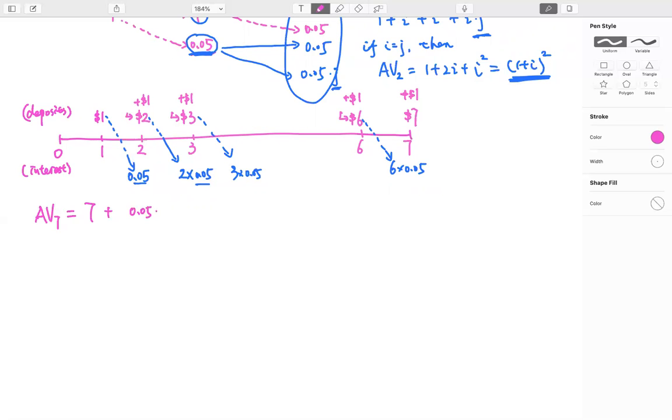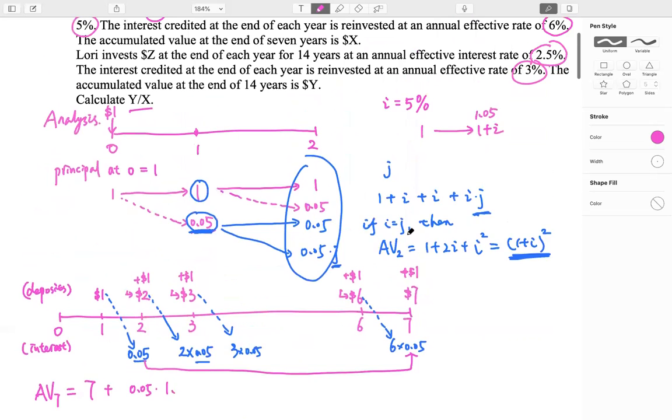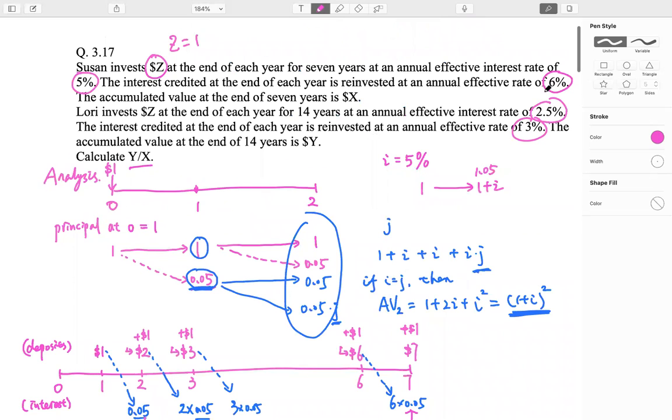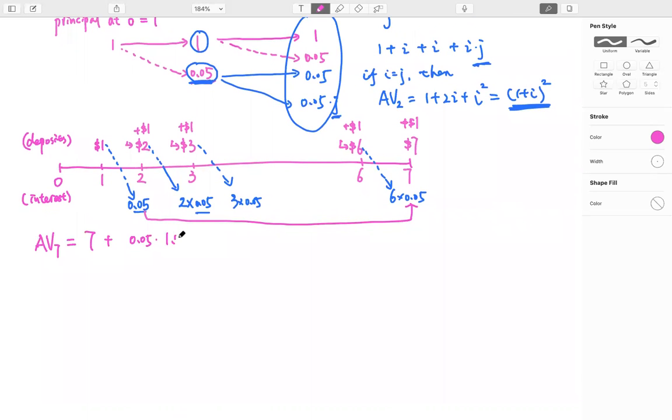The first interest is 5 cents, and I want it to be accumulated to time 7. So what I have would be how interest grows, right? Interest grows at what rate? 6%. So when I accumulate interest, I will need to use 6%, not 5%. That is something really important. The number of years is obviously 5, right? Because in total we have 7 years, and on the left-hand side, we have 2 years used.